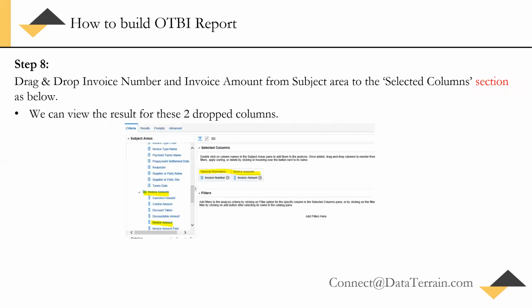So here's the screenshot. I have dragged and dropped two columns, invoice number and invoice amount, from the subject area. If you want to see the data for this report, you can add multiple columns based on the requirement. Also, you can add the filter criteria. If you want to see the data for that report, just click on Results. You can see the results for these two columns, and you can save the report in the catalog, in whichever folder you want.